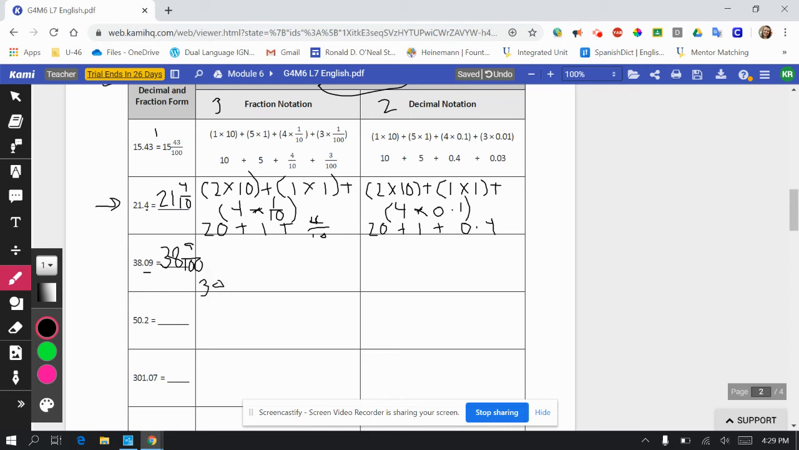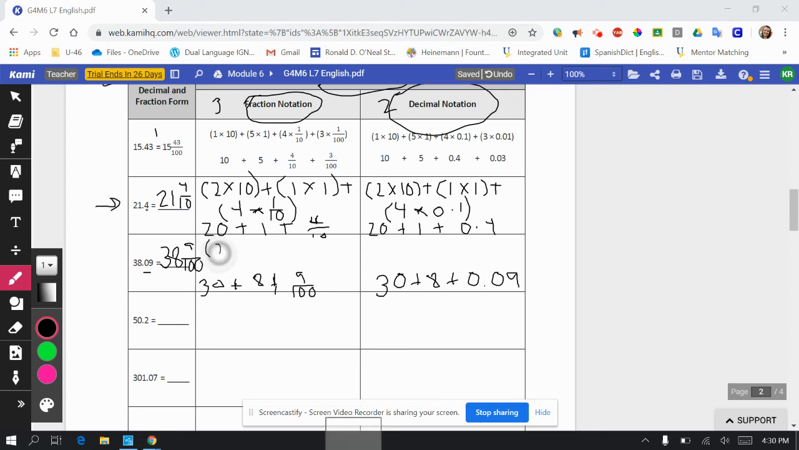So what I'm looking for is 30 plus 8 plus 9 hundredths. This is why it's called fraction notation, because it has fractions in it. Then decimal notation is called decimal notation because it has decimals in it. Okay, so there's our decimal notation. So this is what we're trying to get with our parentheses.